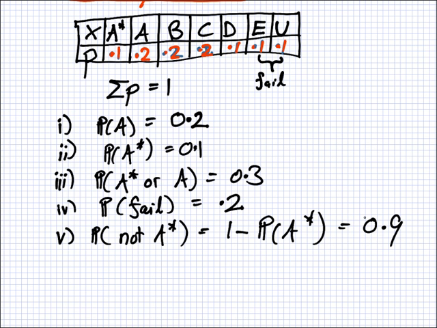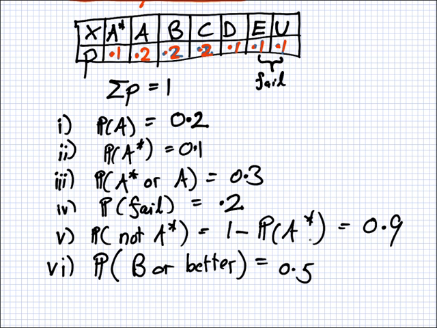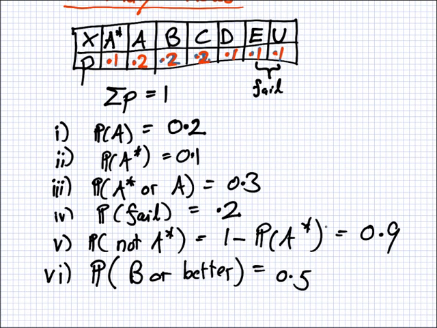Okay, so let's do another one here. Let's say the probability that they get a B or better. Okay, so what would that be? Yeah, it'd be 0.2, 0.2, and 0.1 then, so that would be 0.5. Okay, right, so that was kind of a simple enough question to just get us warmed up. I'll just give you a minute to write these examples down, and then we'll have a look at another one.